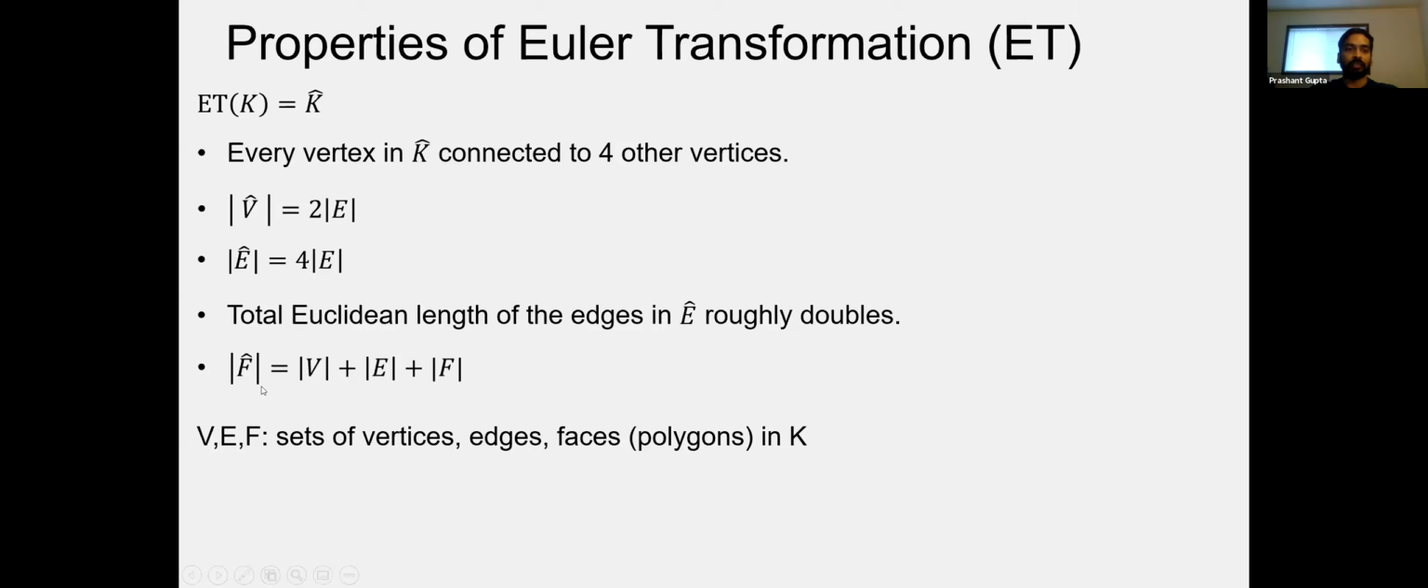And as we observe, the total number of faces in the output mesh is going to be the sum of the vertices, edges, and faces, as we discussed in the last slide.